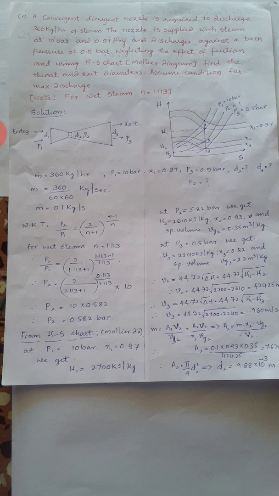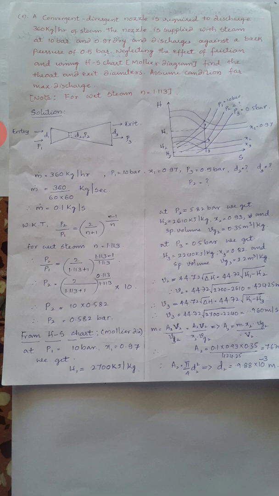We know that the critical pressure ratio, or condition for maximum discharge, is P2 by P1 equal to 2 by n plus 1 raised to n minus 1 divided by n. For wet steam, n equal to 1.113. Therefore, P2 by P1 equal to 2 divided by 1.113 plus 1 raised to 0.113 divided by 1.113, into 10, that is P2 equal to 5.82 bar.